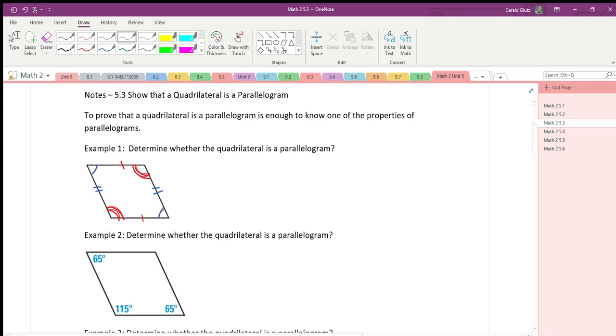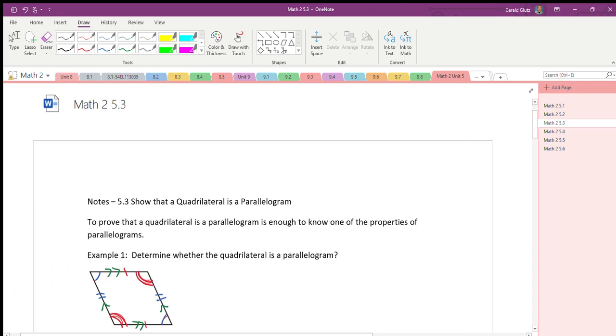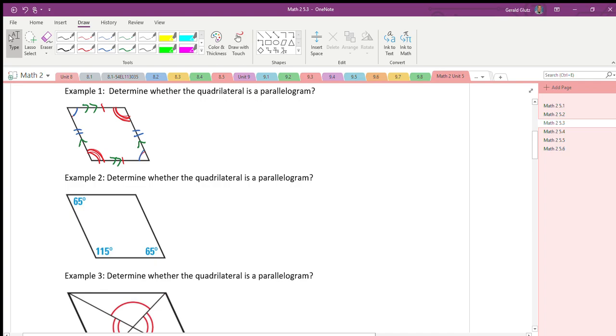Another thing that is always true about parallelograms, it's kind of in the name, is that opposite sides are parallel. So if those things are true, then we have a parallelogram. So we really only need to have one of those qualities, and we will be able to prove that the quadrilateral is a parallelogram. So in this case, this is a parallelogram because opposite angles are congruent. So that's how we know that example 1 is in fact a parallelogram.